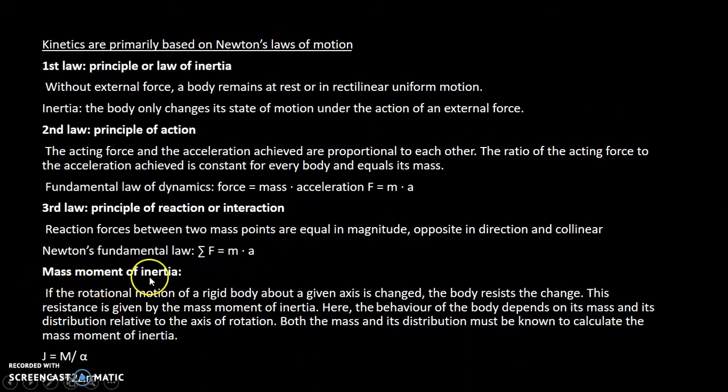For the mass moment of inertia, if the rotational motion of a rigid body about a given axis is changed, the body resists the change. This resistance is given by the mass moment of inertia. The behavior of the body depends on its mass and its distribution relative to the axis of rotation. Both must be known to calculate the mass moment of inertia. The formula is J equals M over alpha. This is basically what is included in kinetics.